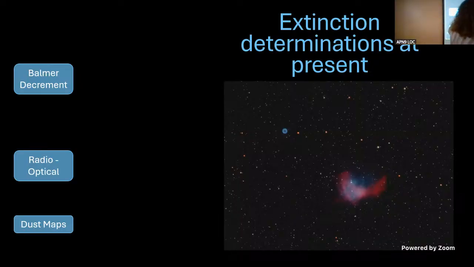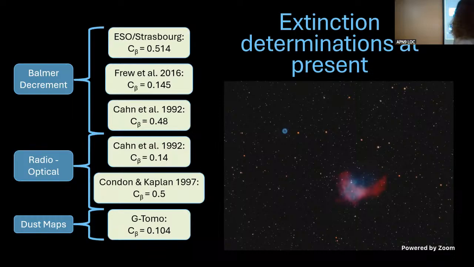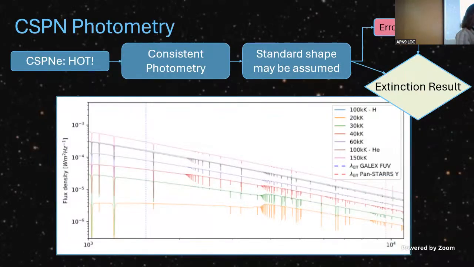I'm not going to go through them in detail, but essentially there's a really wide range in the literature determinations, and this is a problem, so we want to resolve this. What we've been doing is looking at the central stars. Central stars are obviously very hot, and this means that in the optical the shape of the spectrum is quite consistent over a wide range of temperatures. So a standard shape can be assumed without introducing too much error.